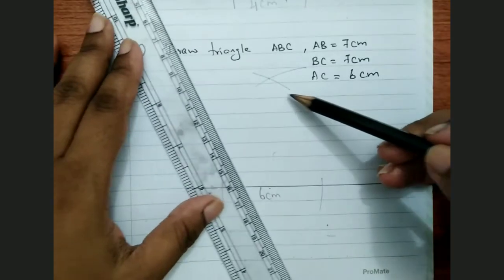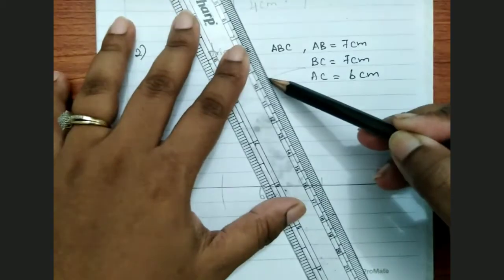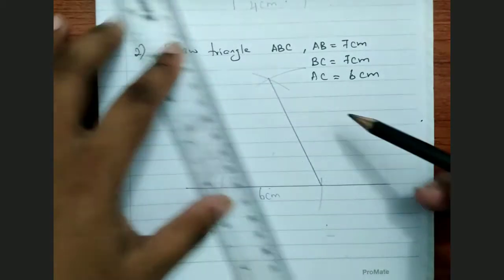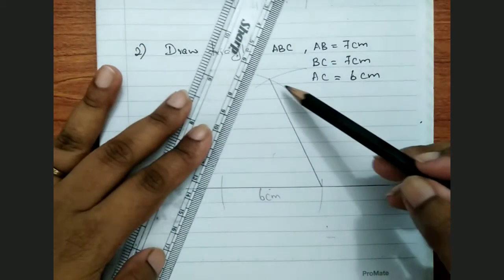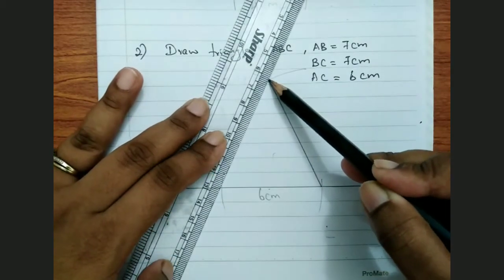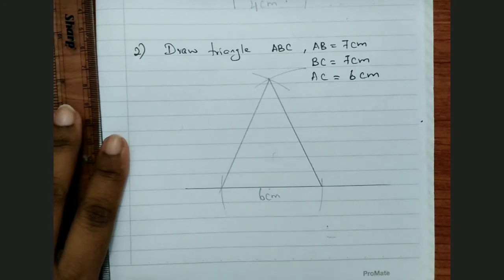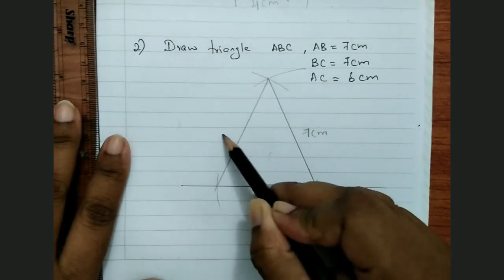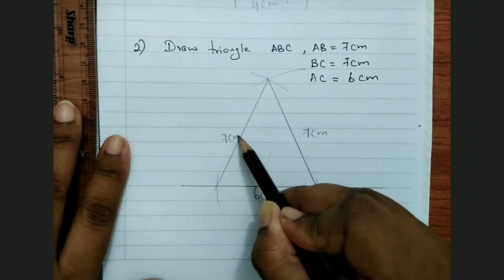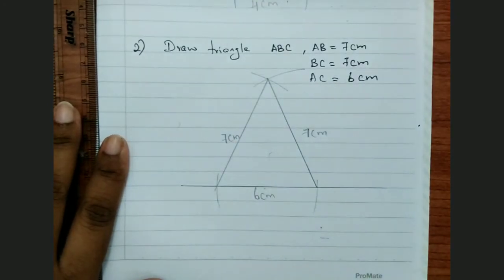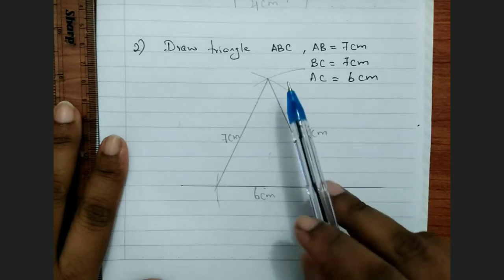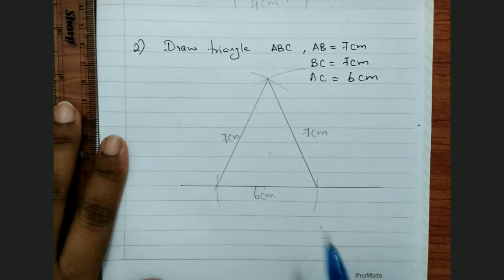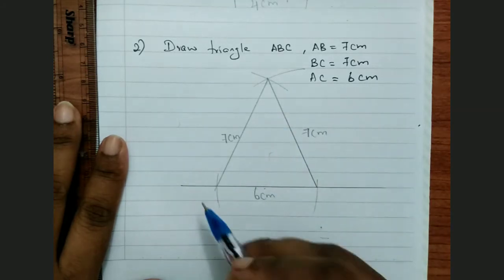So let's join the points. Right. Now you know this will be your 7 centimeter line segments. Okay, so let's name the triangle as well. AB and BC are 7, AC is going to be 6.